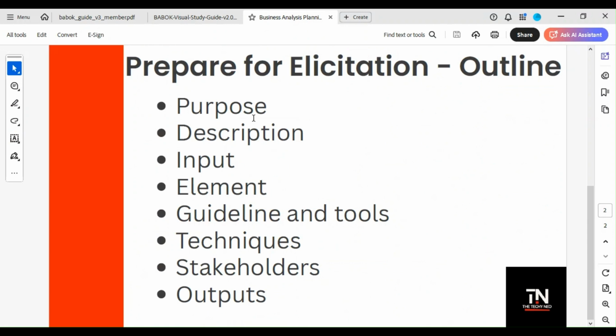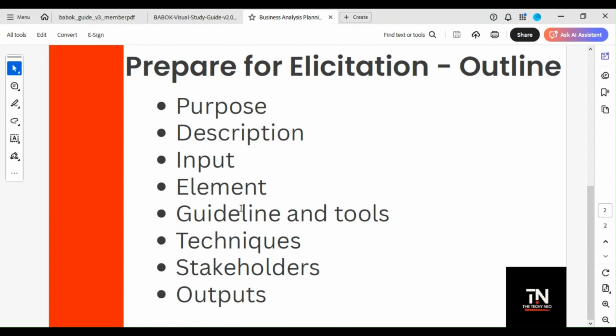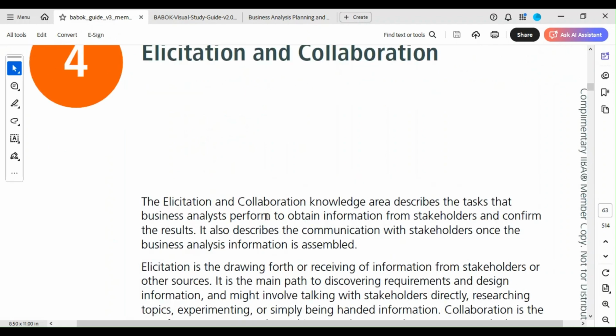So when we want to prepare for elicitation, we are going to look at the purpose, the description, the inputs, elements, guidelines, tools and techniques, stakeholders, and outputs. Then let's jump right into it.